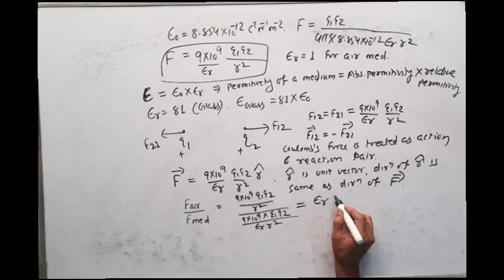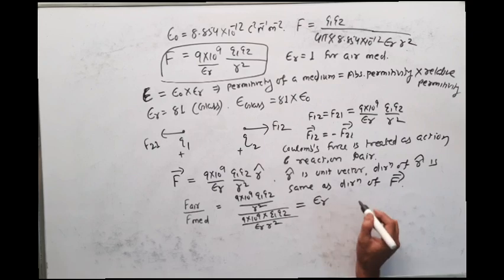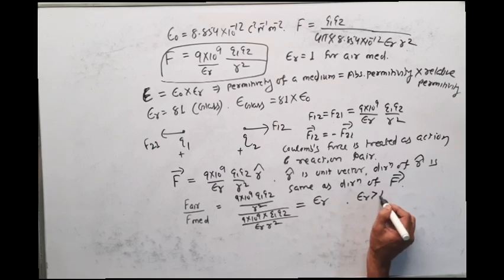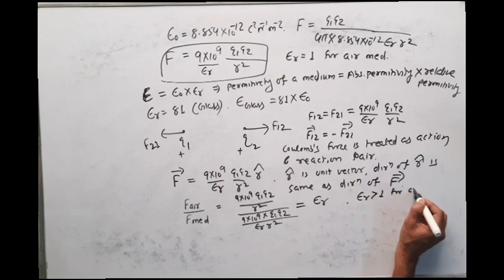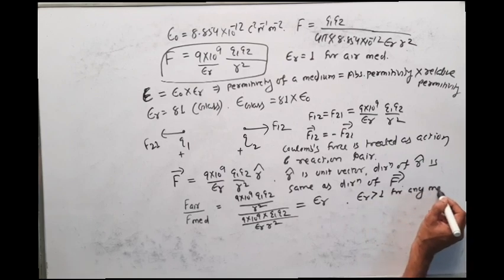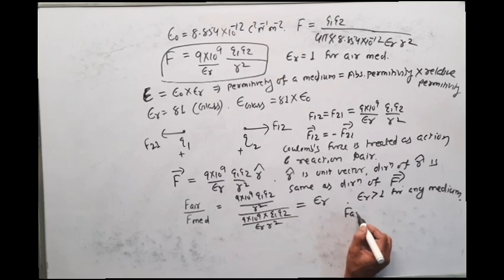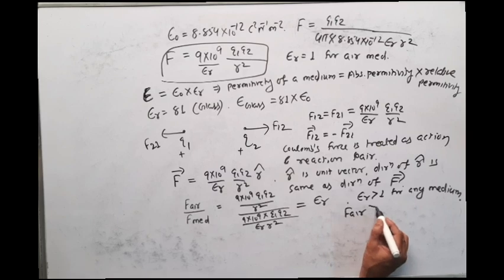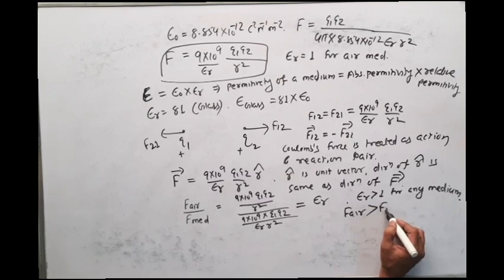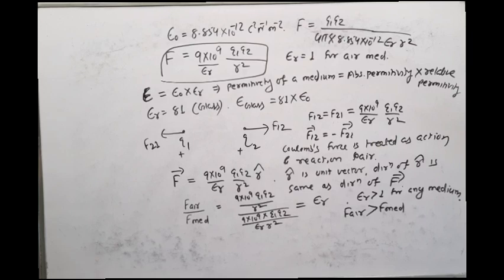And we know epsilon r minimum value is 1. For any medium other than air, epsilon r is greater than 1. So the conclusion is that if epsilon r is greater than 1, then the force in an air medium between two charged particles is greater than the force in any other medium.